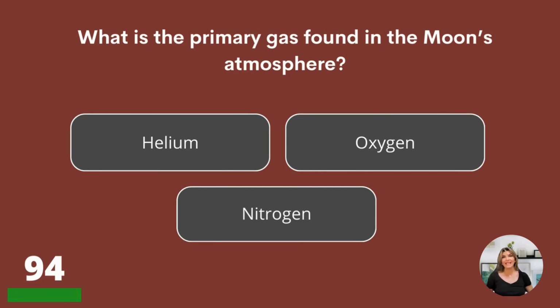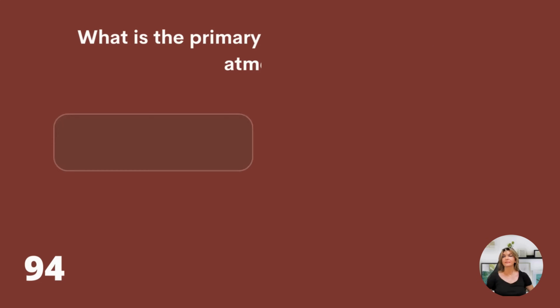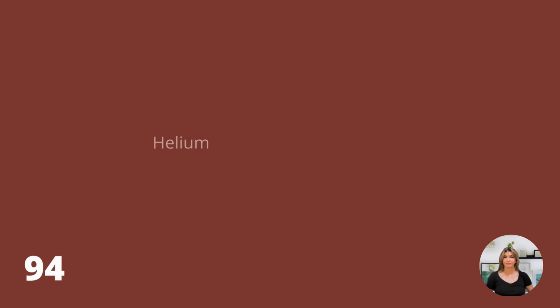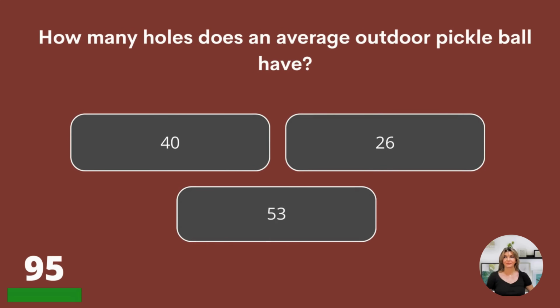What is the primary gas found in the moon's atmosphere? Helium, oxygen, or nitrogen? Helium. How many holes does an average outdoor pickleball have? 40, 26, or 53?